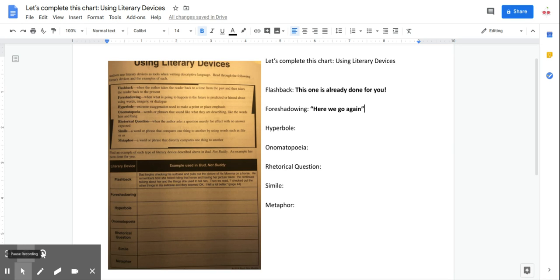Now let's talk about hyperbole. Hyperbole is exaggeration that's used to make a point. Hyperbole is very funny in the story of Bud, Not Buddy, isn't it?